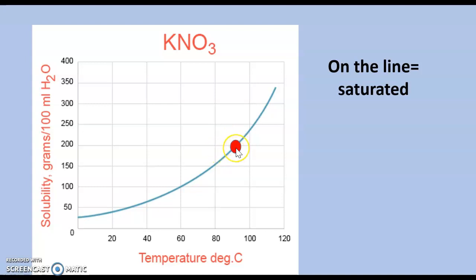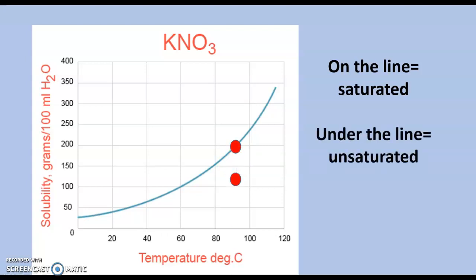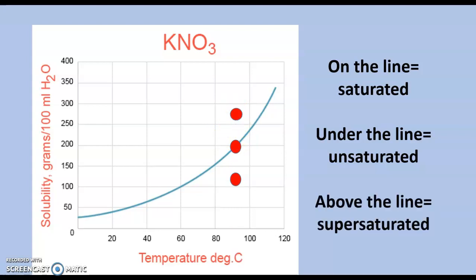So that is saturated. Now, you don't always have a saturated solution. So what if you only dissolve 150 grams? So that's under the line. And under the line represents an unsaturated solution. So we know we can continue to add more solvent if necessary. And then in those rare cases, you might be able to dissolve more than what's possible. So above the line would represent supersaturated.